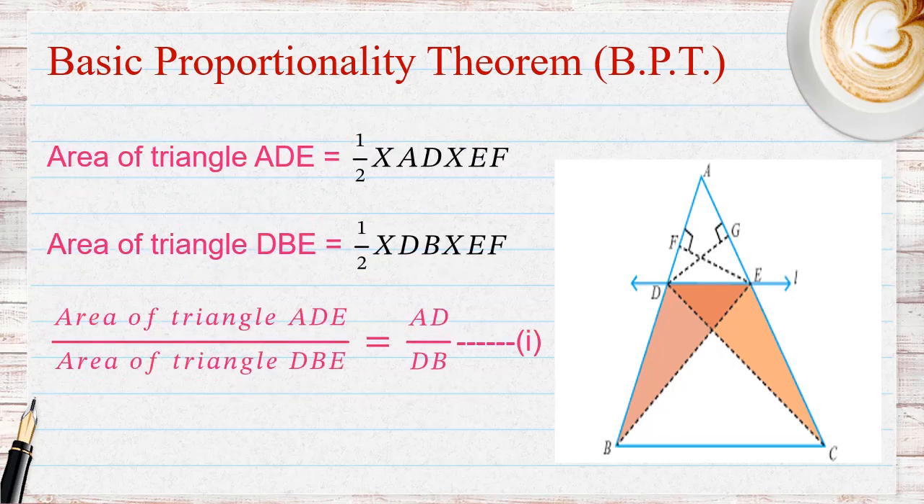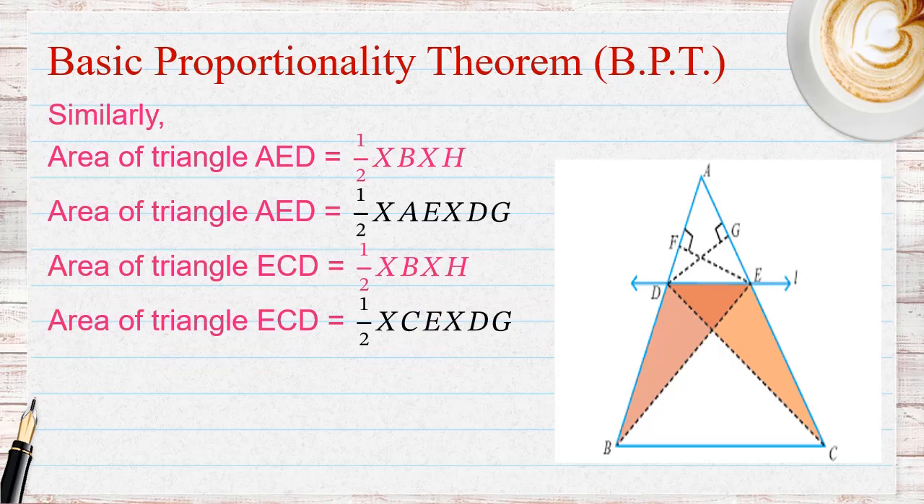In our previous slide, we have seen that area of triangle ADE is equal to half into AD into EF, and area of triangle DBE equals half into DB into EF. Dividing area of triangle ADE by area of triangle DBE, we get AD upon DB. Say it equation number 1.